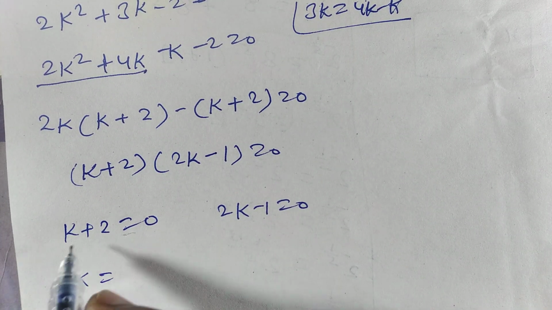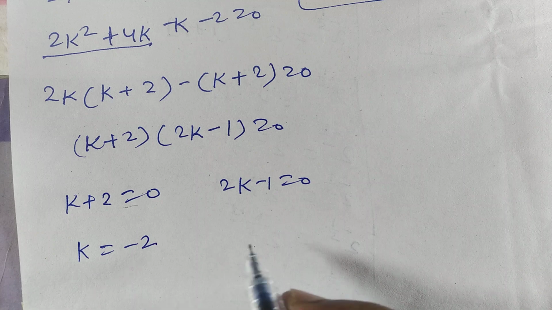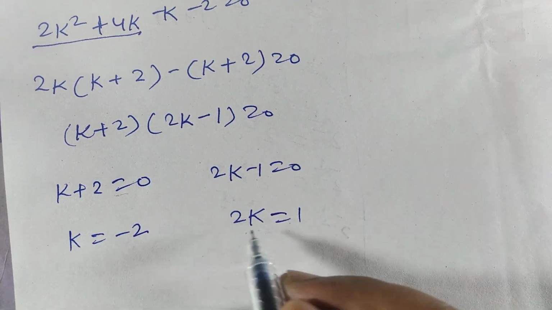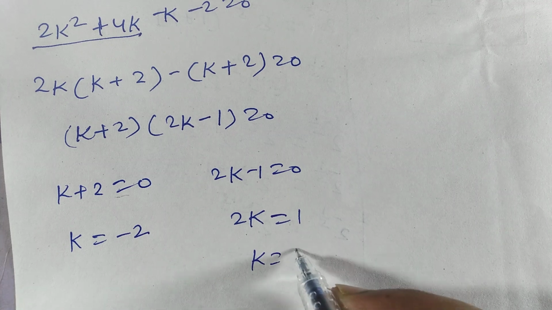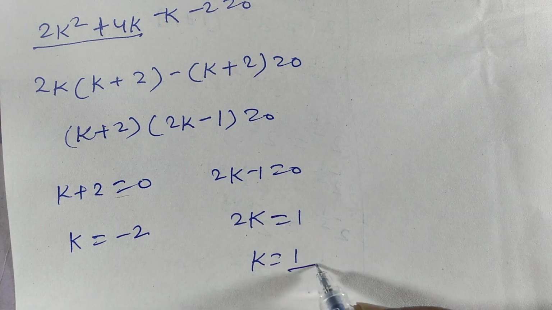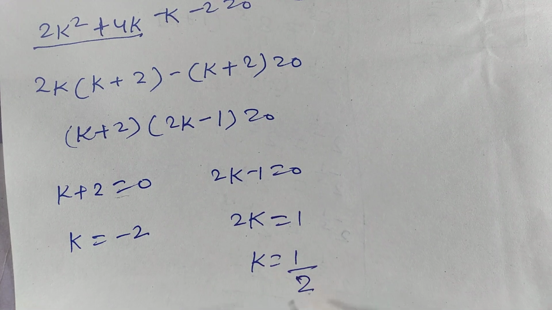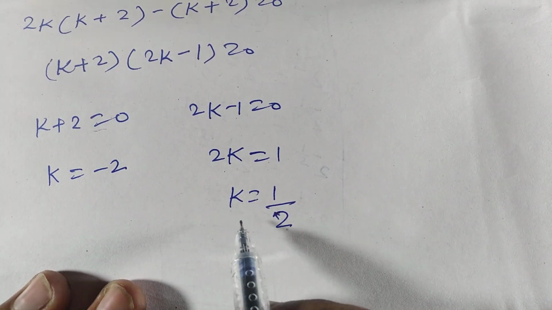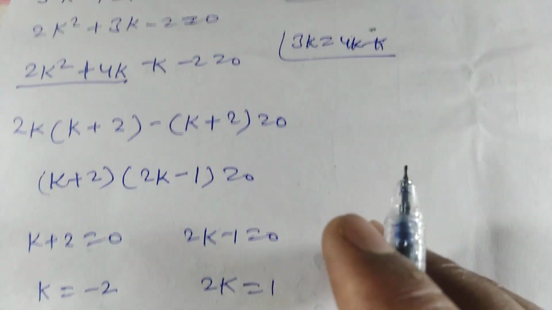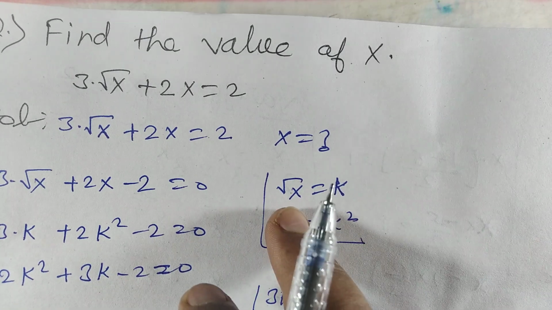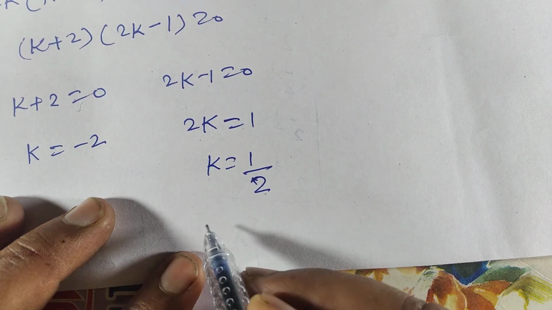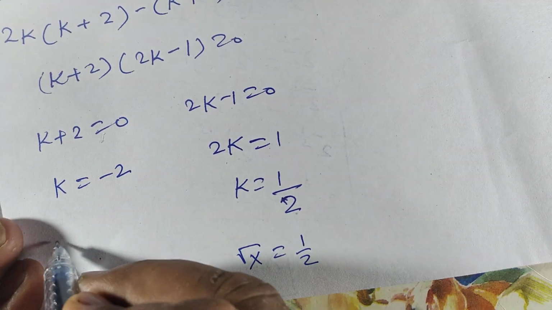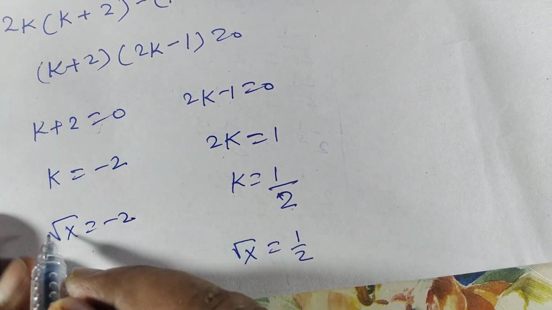k is equal to, moving 2 to the right side, minus 2. 2k is equal to 1, moving to the right side, k is equal to 1 by 2. Now recalling k is equal to the square root of x, the square root of x is equal to 1 by 2 and the square root of x is equal to minus 2.